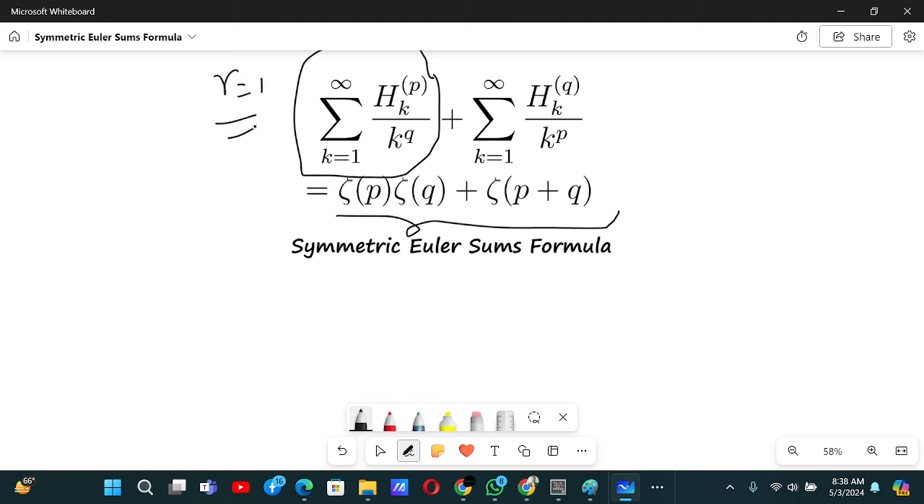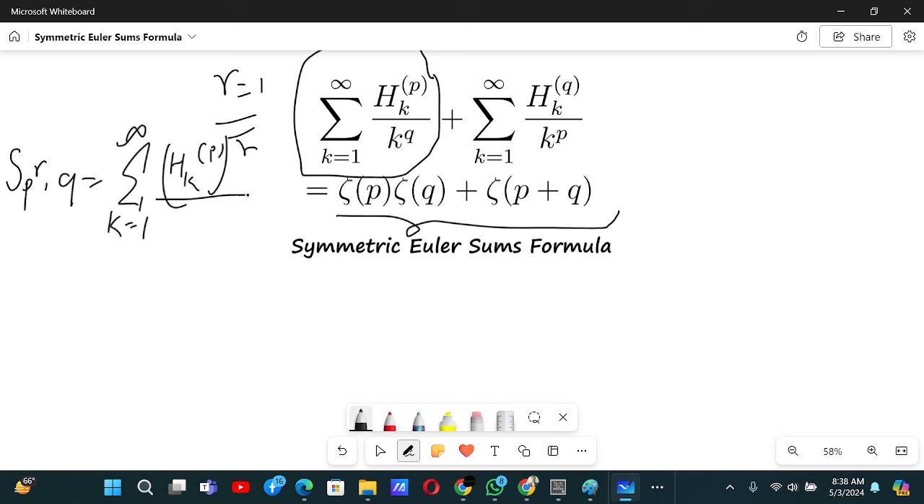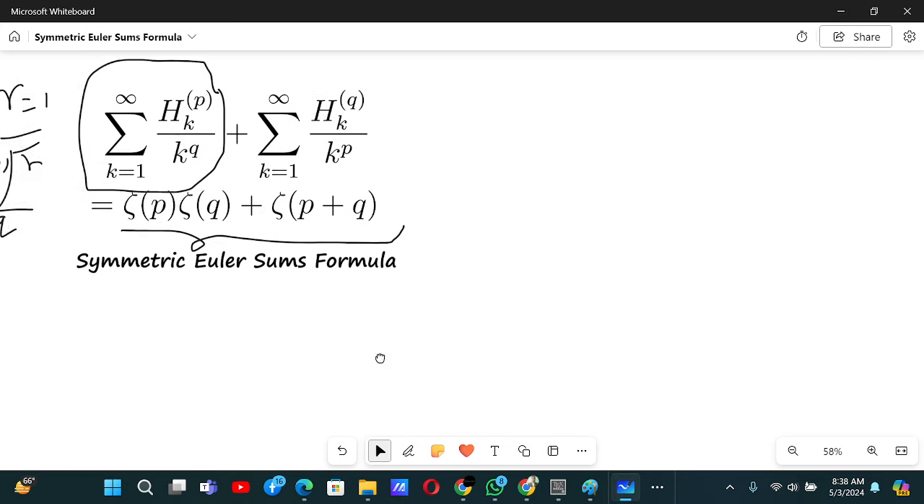Basically, if it was S(p, r, q), this is the sum from k equals 1 to infinity of S_k to the order p, whole power r, by k to the power q. That's why when r is 1 we get this required sum, and we are adding two different kinds of sums where p and q are swapped. So the sum of the symmetric sum is also a symmetric result, and this is pretty good. Let's derive that in this video.